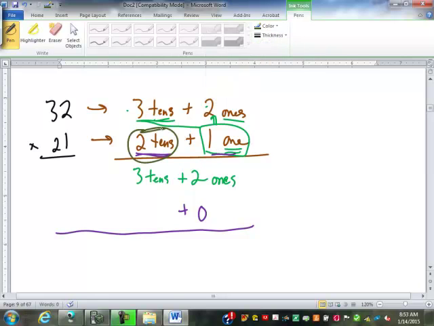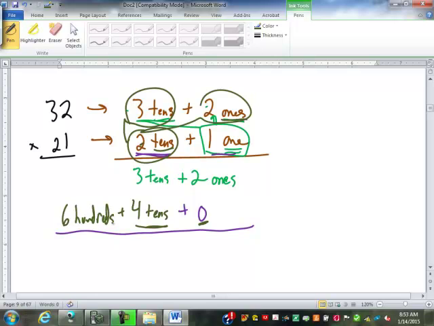So now we have 2 tens times 2 ones. We combine the counts. 2 times 2 is 4. Tens times ones is tens. We needed that 0 here, or we needed to move over to make sure that our tens lined up with the other tens. Now we have 2 tens times 3 tens. 2 times 3 is 6. Tens times tens is hundreds. So you can see how the place values fall into place there.